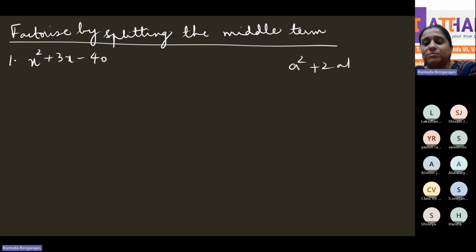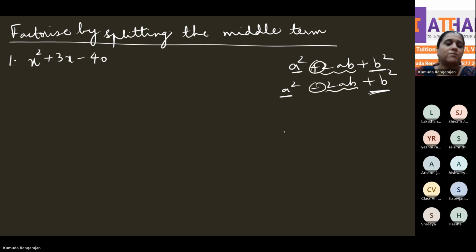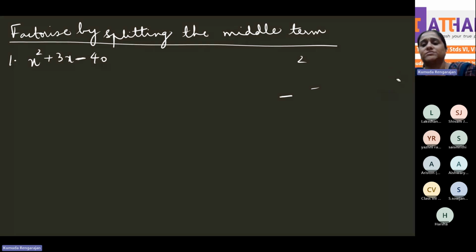A square plus 2ab plus b square. A square minus 2ab plus b square. Please note that a square is positive, b square is also positive. Only the middle term can be positive or negative. But compare this with this: x square, perfect square, positive. Minus 40. 40 is not a perfect square, and on top of that, it's negative also. It shouldn't be negative. And then the middle term is positive. So the signs do not match, and you cannot factorize using either of these two identities.